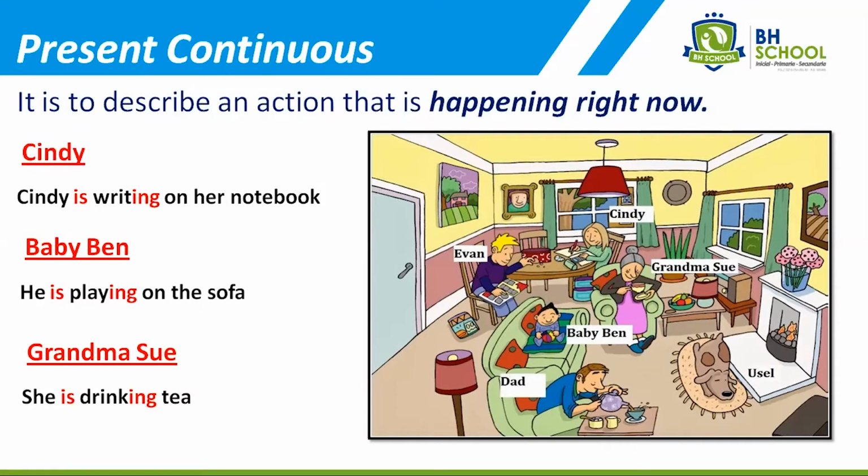Action or actions that happen in a specific moment. In these three examples, what are the similarities that our verbs have? Let's take a look here. Writing, playing, drinking. What is similar in the three sentences? Yes, all of our verbs or actions finish with ing, right? And what about is? What is is? It's a verb, it's an adjective. Yes, is the verb be.